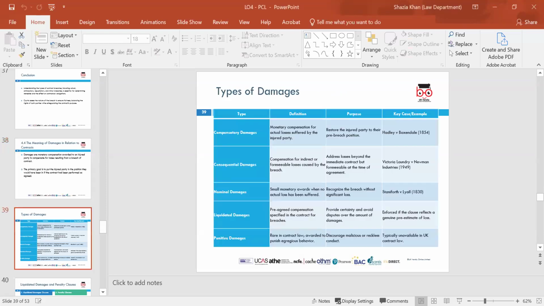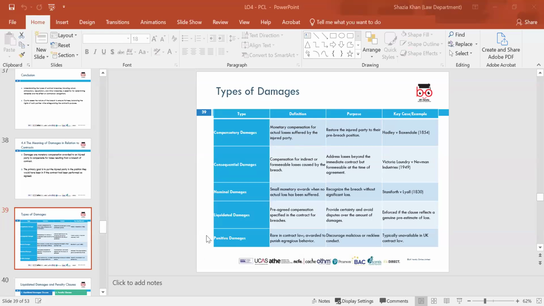Types of damages. So you've got elements of that to go through. The first one is compensatory damages, which is monetary compensation for actual losses suffered by the injured party. The purpose is to restore the injured party to their pre-breach position. And the case is Hadley and Baxendale, 1854.